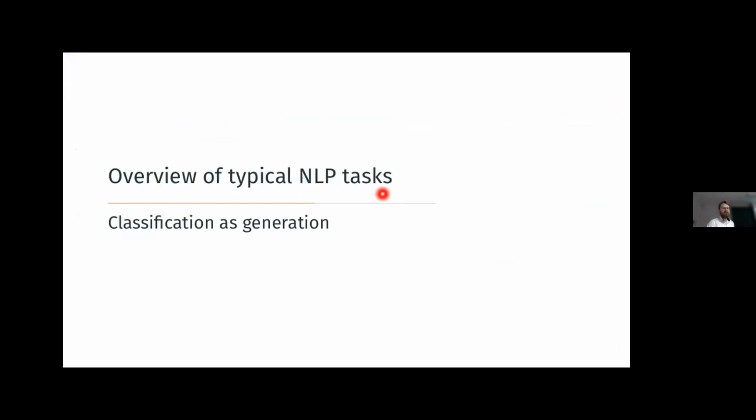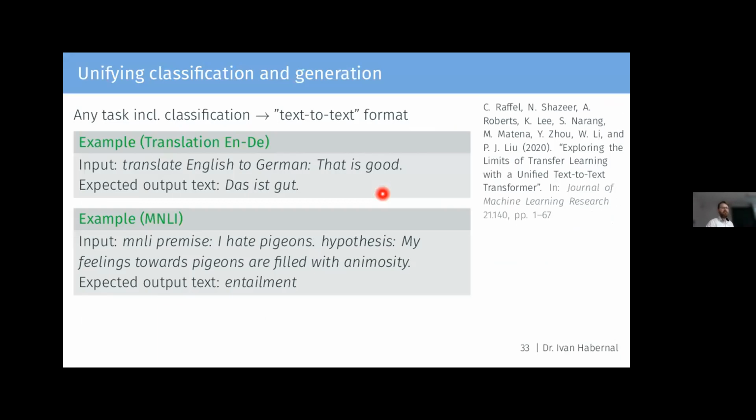Now, we made this distinction between classification and generation, but basically you can turn everything into generation. How? You just tell it what to do. Here is an example, translation from English to German. The input of your model could be, verbatim, "Translate English to German: That is good." That's the input of the model, and what you're expecting is the German translation. Yeah, this is machine translation. Cool, so nothing has changed.